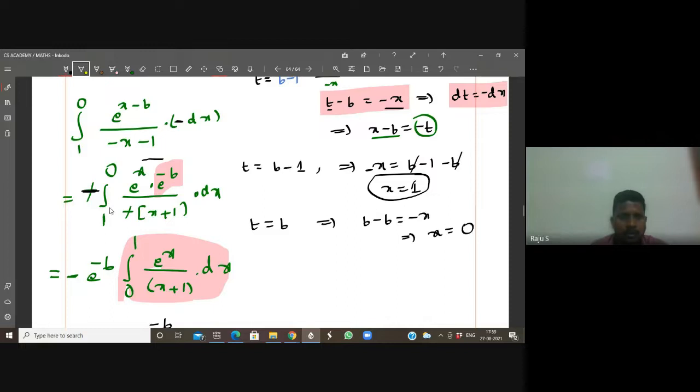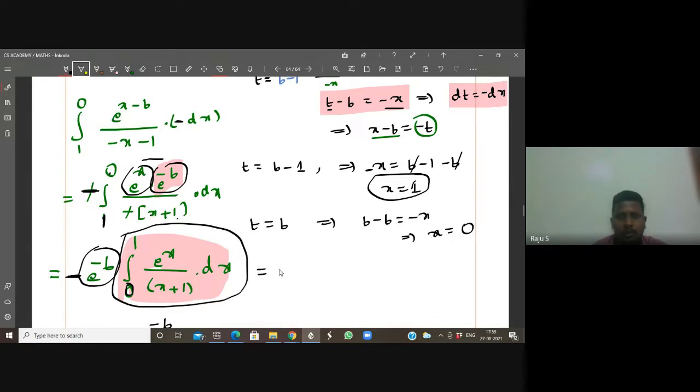So here, when I interchange the limits, 1 to 0 is there. So I want to write 0 to 1 by taking minus outside. E power minus b is a constant, take it outside. Remaining value e power x by x plus 1. This condition they have already given this value as a.